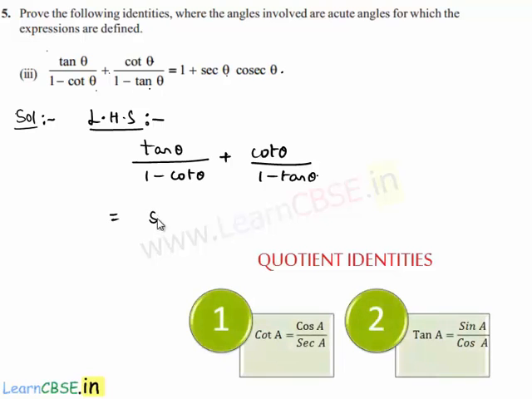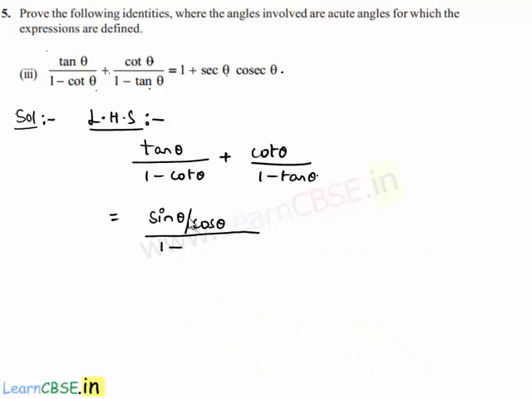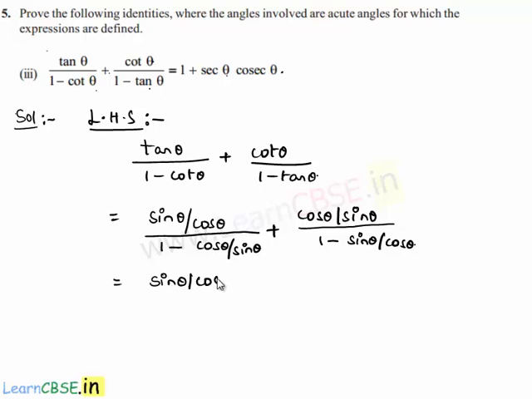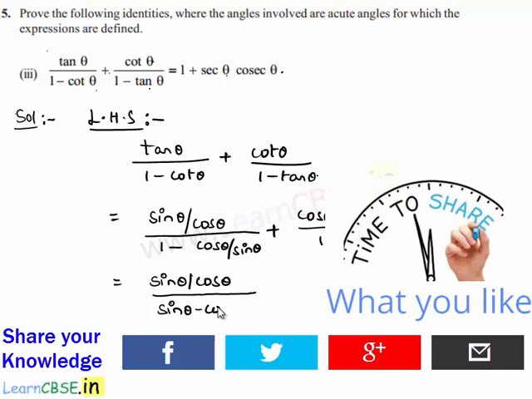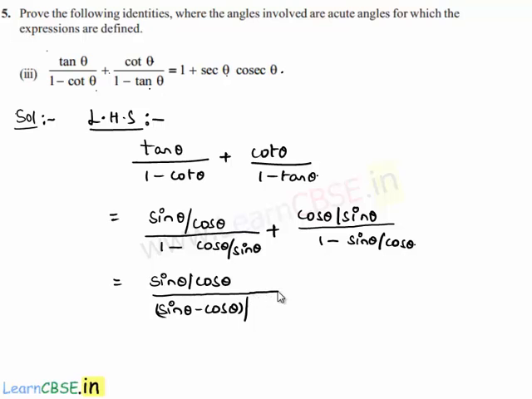So we know that tan theta is nothing but sin theta by cos theta whole divided by 1 minus cot theta, which is nothing but cos theta by sin theta, plus cot theta can be written as cos theta by sin theta whole divided by 1 minus tan theta, which is nothing but sin theta by cos theta, which is equal to, so sin theta by cos theta, let it remain as it is, and in the denominator, if we take sin theta common, then we get sin theta minus cos theta whole by sin theta plus cos theta by sin theta.